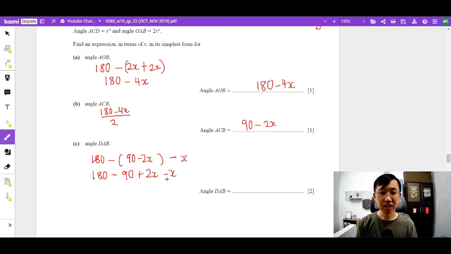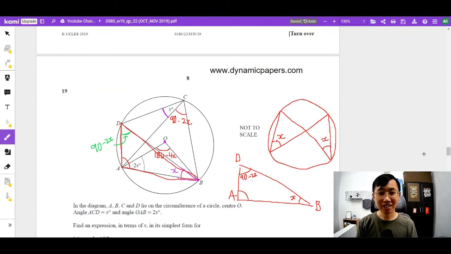Simplify is the last step. 180 minus 90 will get you 90. Positive 2x minus x will give you the answer scheme, 90 plus x. So that is how teacher gets the answer scheme. So how to do C, you have to understand this theorem. Teacher usually calls it the butterfly theorem, or you can say bow tie theorem, up to you.